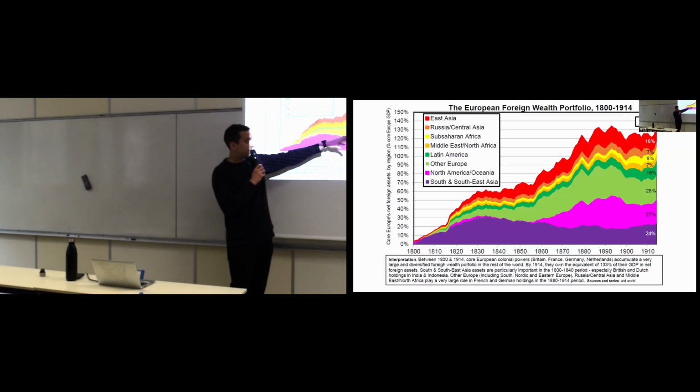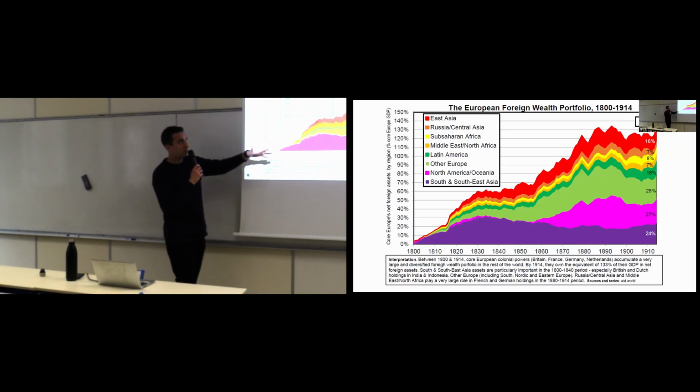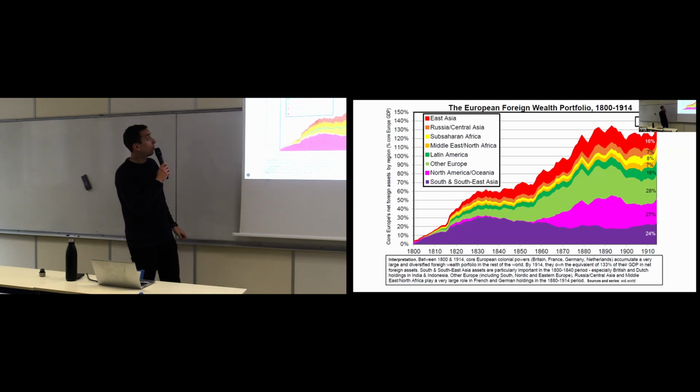Then North America rises after the 1860s and reaches 27% of their GDP, or the GDP of the imperial power.